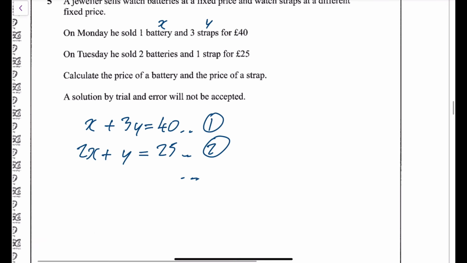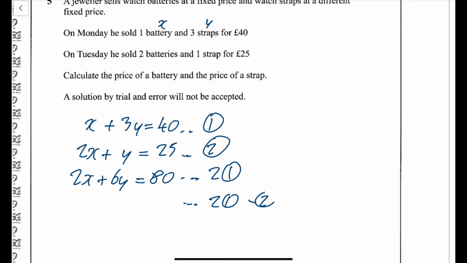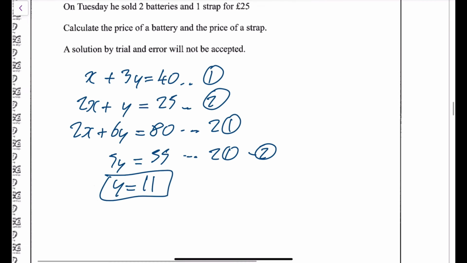What I'm going to do is try and limit the x's, so I'm going to multiply the first equation by 2 to give me 2x plus 6y is equal to 80. And then what I'm going to do is just subtract. So I'll do 2 times my equation 1 minus my equation 2. So 2x minus 2x disappears, 6y minus y goes down to 5y, 80 minus 25 gives me 55, so that gives me y is equal to 55 divided by 5, y equals 11.